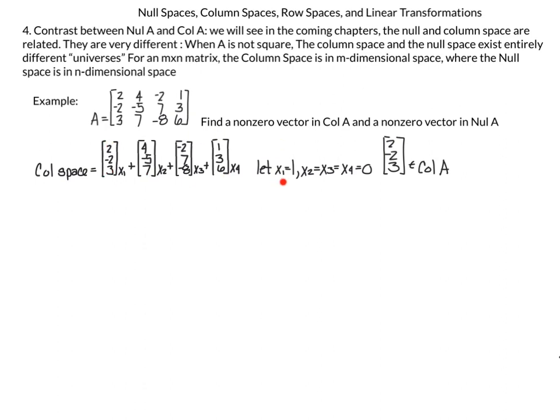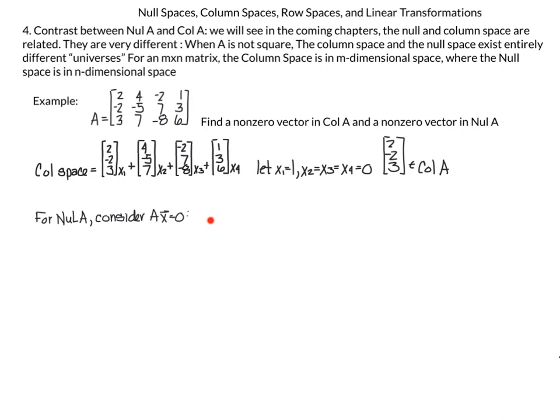So I'm just going to let x1 equal 1 and x2, x3, x4 equal 0. So I'm just going to choose (2, -2, 3). You could have chosen everything equal to 0 except x4 equal to 1. Or, if you wanted to do more arithmetic, you could choose x1, x2, x3, x4 all equal to 1. But whatever you choose, it's just some linear combination. The null space is a little more work.